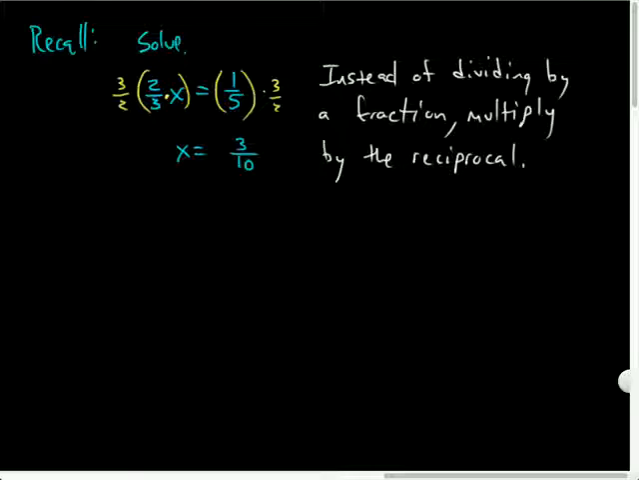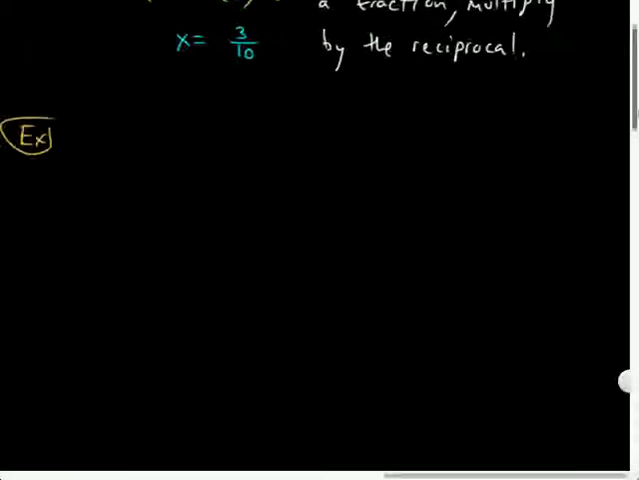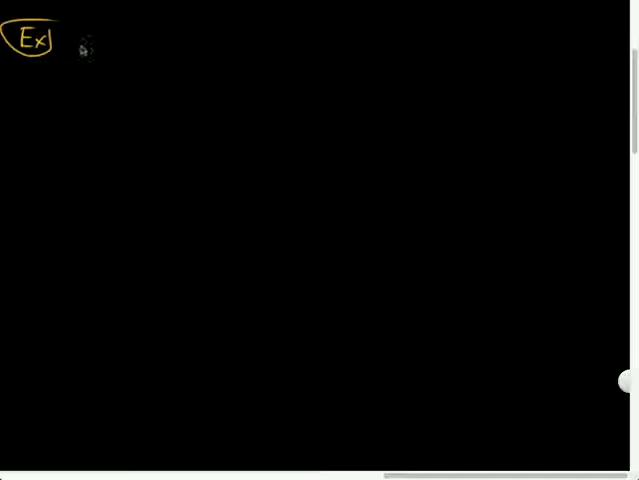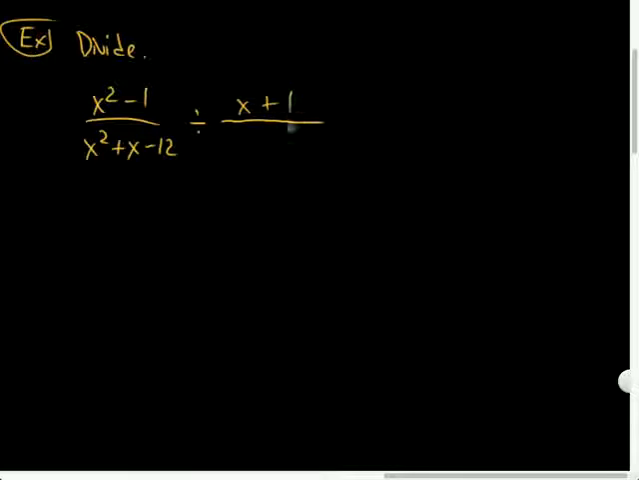Bam. So, let's do one example of division of rational expressions. Here we go, friends. If I've got x squared minus 1 over x squared plus x minus 12 divided by x plus 1 over x squared minus 16.